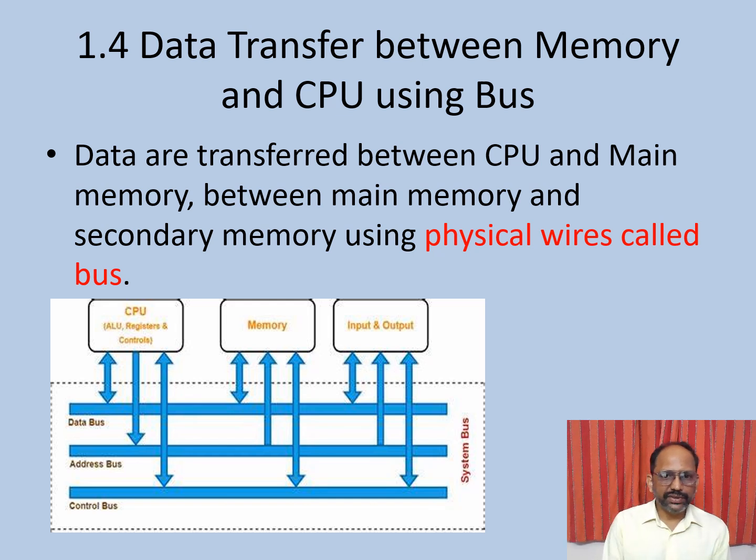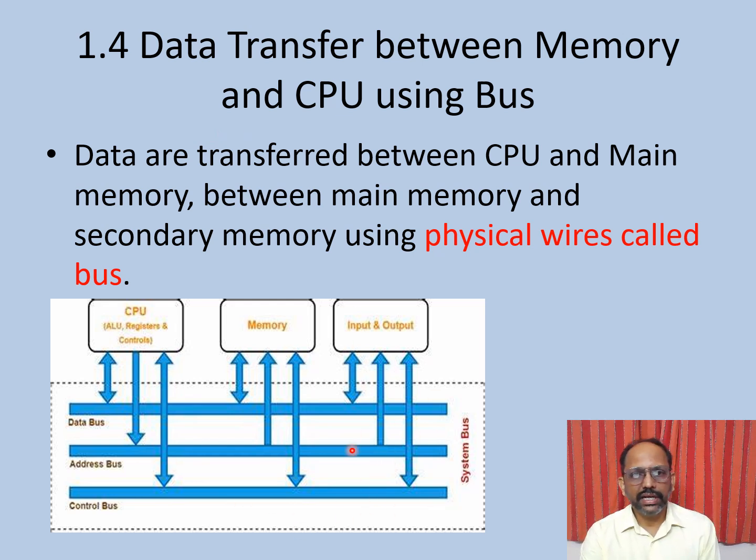The data transfer takes place between the CPU and main memory, and between main memory and secondary memory, using physical wires, and these physical wires are called bus. The bus is used to transfer data between the CPU and memory. The CPU accesses the memory and the memory sends the data to the CPU using the bus.